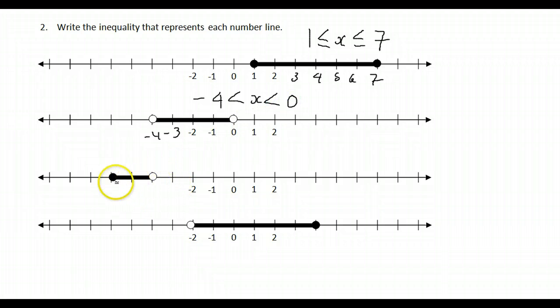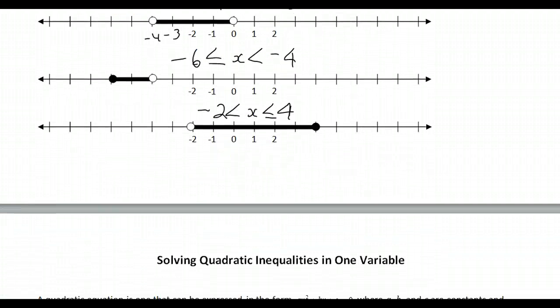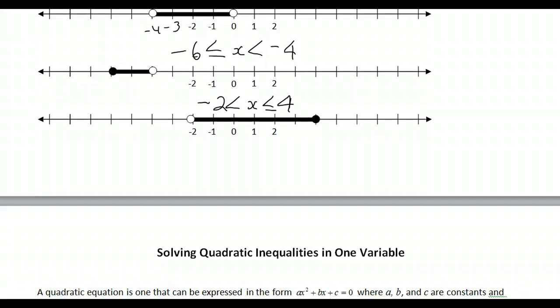3, 4, 5, 6. Our low end is negative 6, less than or equal due to the solid dot, x, which is strictly less than, where are we, 3, 4, negative 4. And lastly, negative 2, less than x, less than or equal to 3, 4, positive 4. So that's our notation for inequalities and number lines. Right, inequalities in one variable.